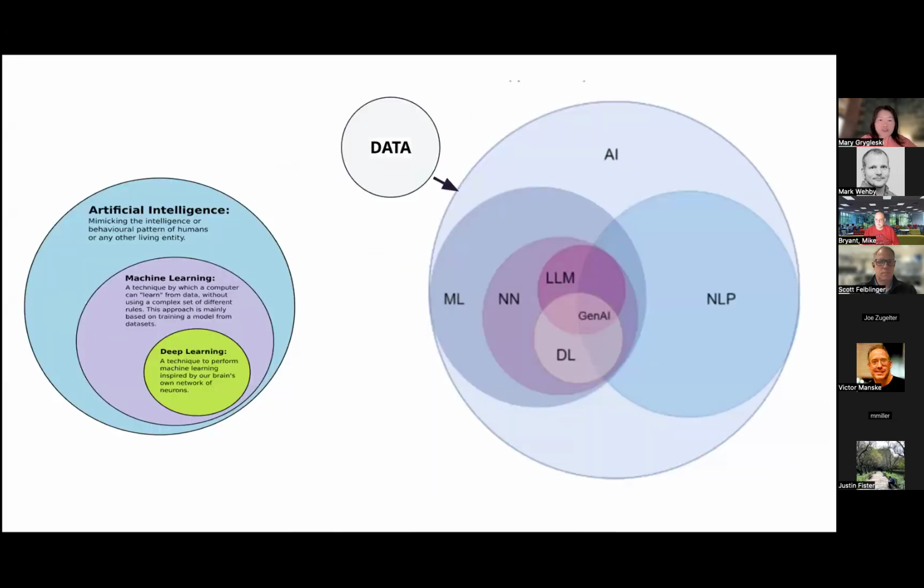Here I also wanted to quickly share, because there's been a lot of confusion with all of the terminologies flying around, so I want to lay them out in pictures. The one on the left side is the high-level AI, which is all-encompassing: the intelligence and behavior patterns of humans or any other living entities.